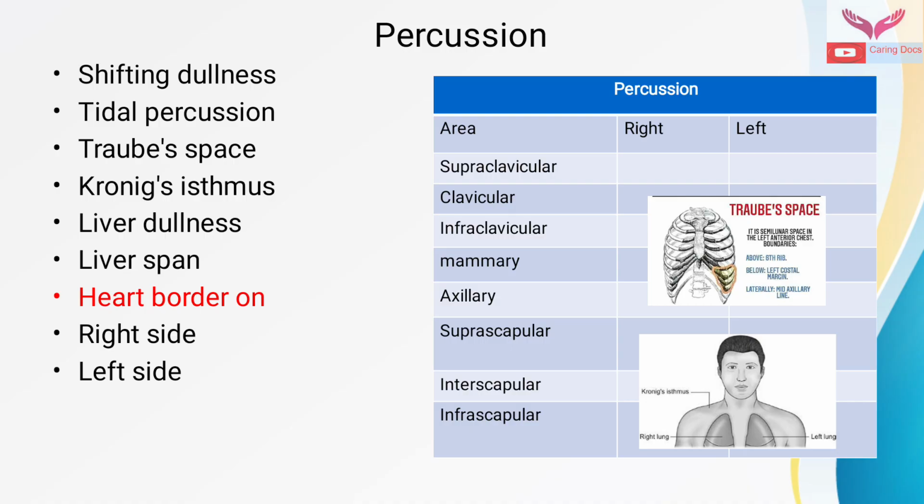Drop space is a crescent shaped area on the left side of the front of the chest wall. It is formed by the lower edge of the left lung, anterior border of the spleen, left costal margin, inferior margin of the left lobe of the liver. If we do the surface marking, the left sixth rib superiorly, left mid axillary line laterally, left costal margin inferiorly.